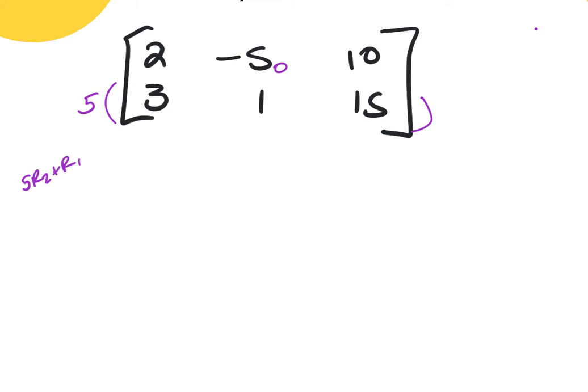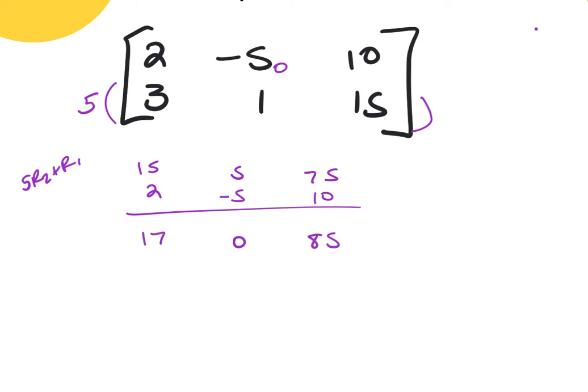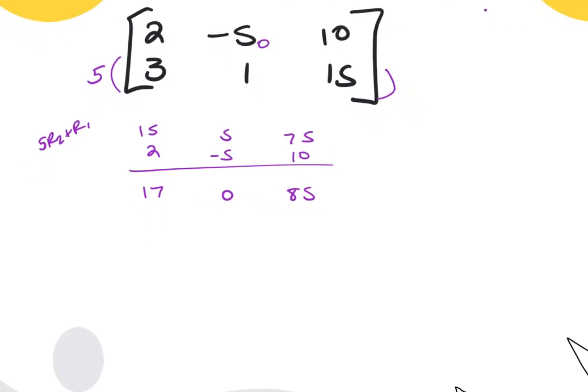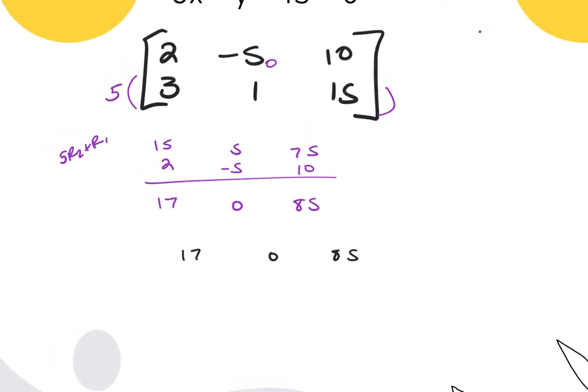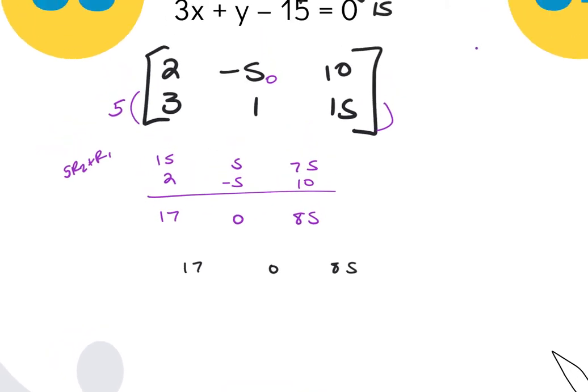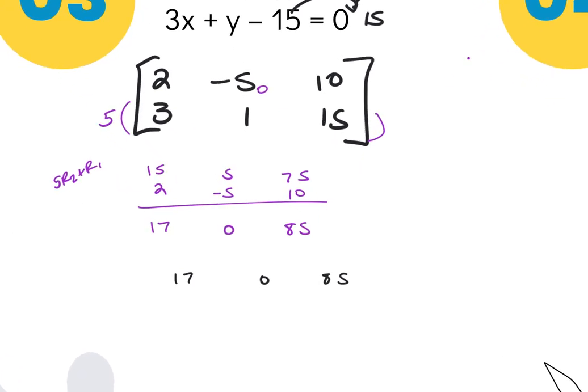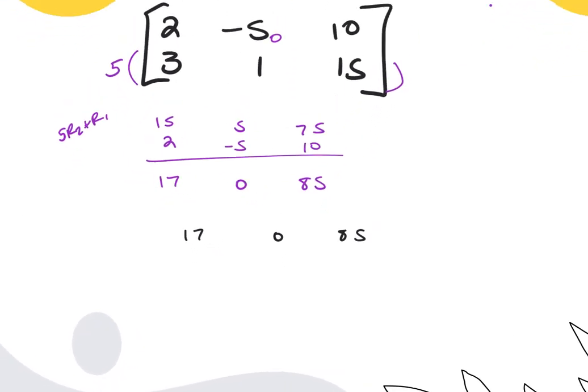What would the row switch be useful in? If you had a 1 where the 3 was, I would switch it. Yep. So this is 15, 5, and 75, 2, -5, 10. And I get 17, 0, 85. That replaces row 1. Isn't it a -10 at the top? No, we moved it to the other side. So when you have to move it first. And then it's 3, 1, 15.